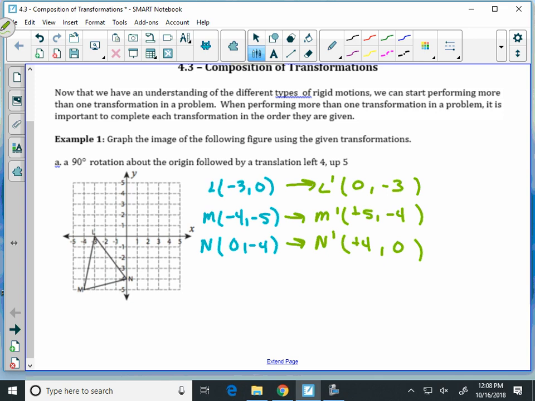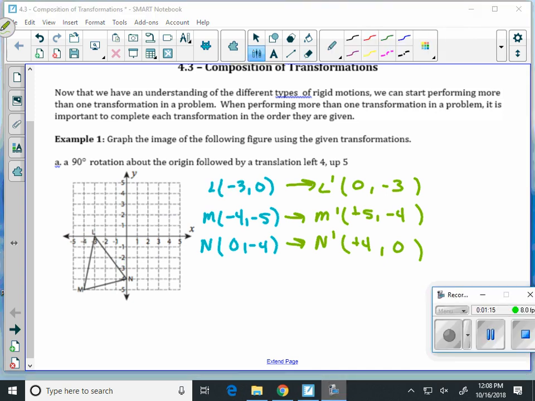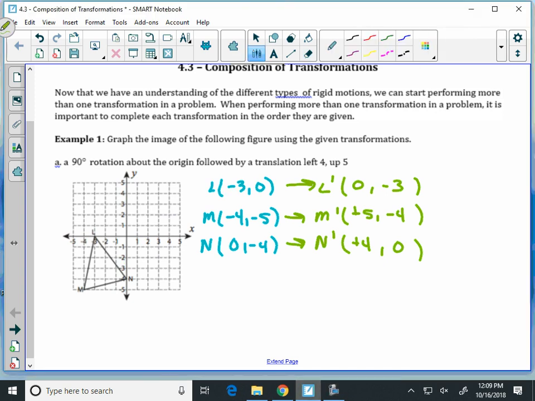Now we're going to plot those points. 0, negative 3. Okay. So we're going to go to 0, negative 3, put a point. We're going to go to 5, negative 4, put a point. We're going to go to 4, 0 and put a point. And label. It helps you keep your work organized too if you label. M prime, L prime, and N prime.